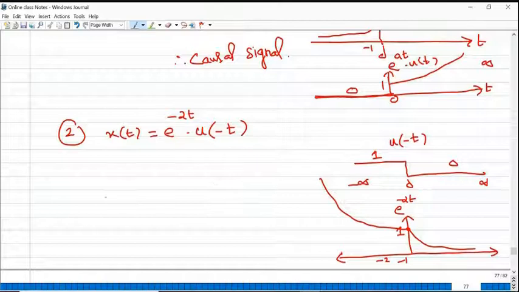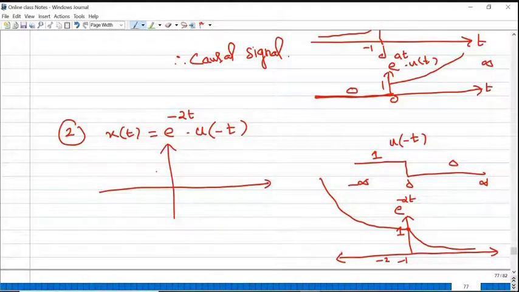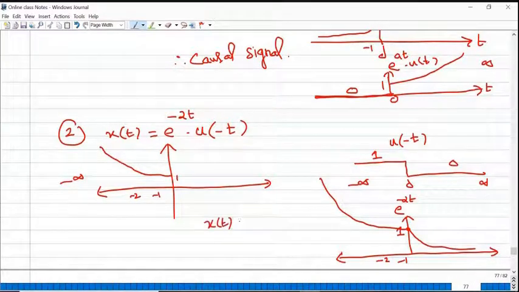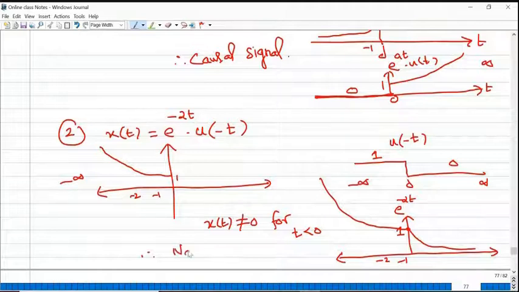Now multiply these two signals. What is your e power minus 2t u of t? Minus 1, minus 2, and so on. So x of t value is non-zero. X of t value is non-zero for t less than 0. Therefore, this signal is an example for non-causal signal. This signal is an example for non-causal signal.